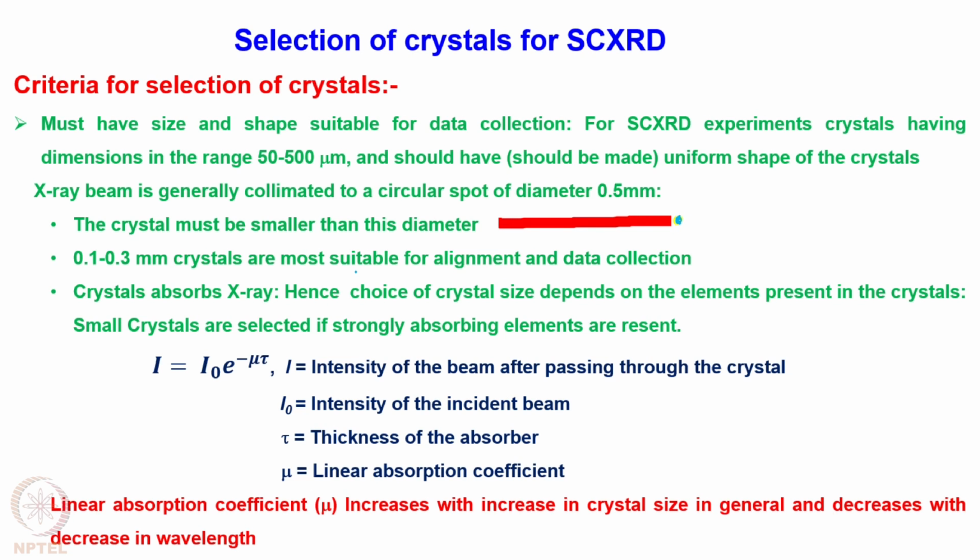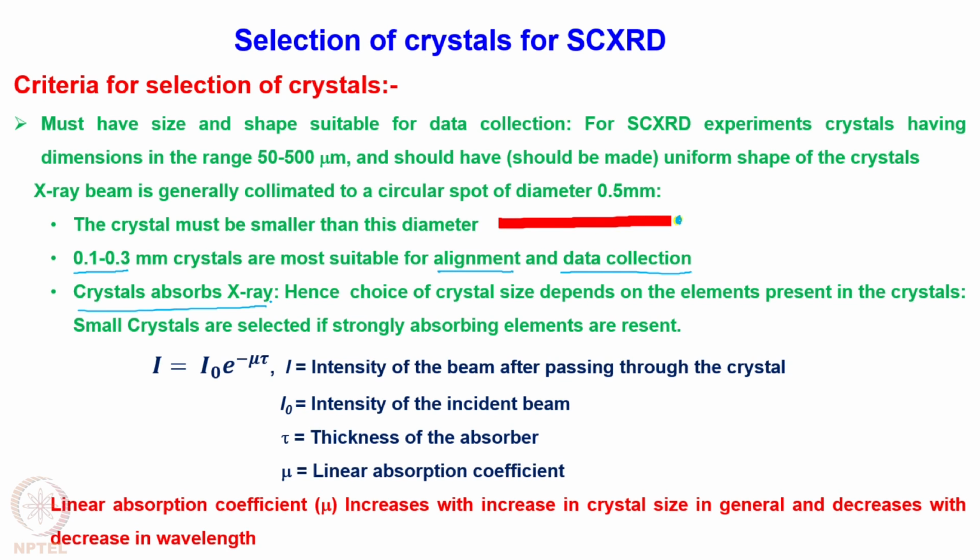So, generally we try to choose crystals of size 0.1 to 0.3 millimeter in all the dimensions for appropriate alignment and data collection on single crystal diffractometers. We will talk about this single crystal X-ray diffractometer and its geometry in the future classes. Today we would like to concentrate here on the absorption of X-rays.